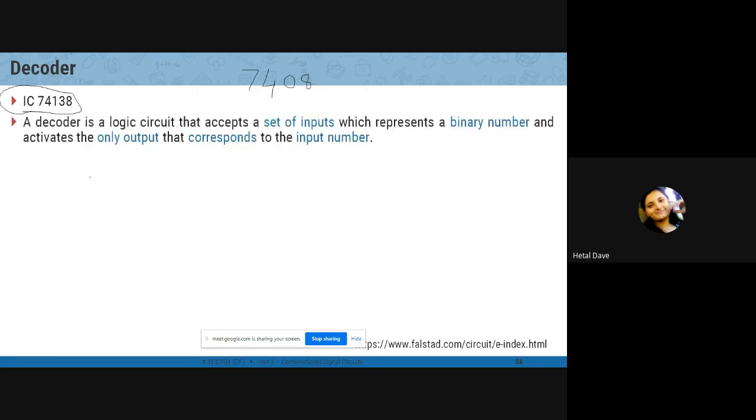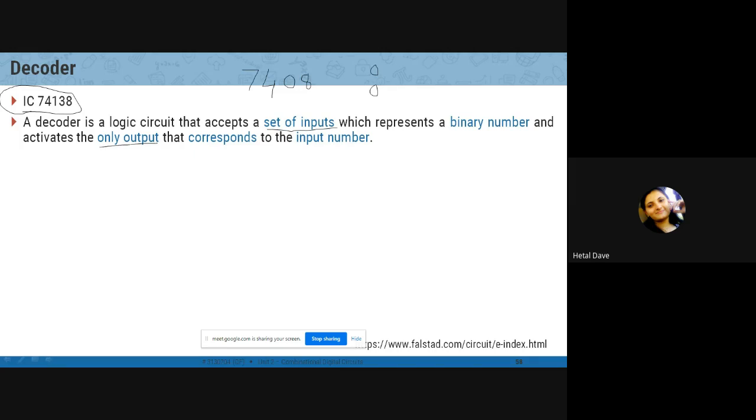Now, what is the definition of decoder? As per the animation, a decoder will accept a set of inputs. We have seen in the animation that two inputs are there: 0 0, then I can give 0 1, 1 0 and 1 1. So a decoder has a set of inputs which represents a binary number, and it activates only one output line.